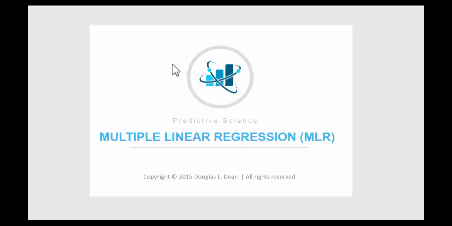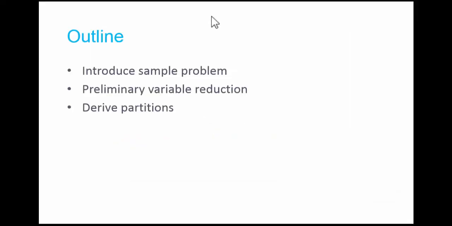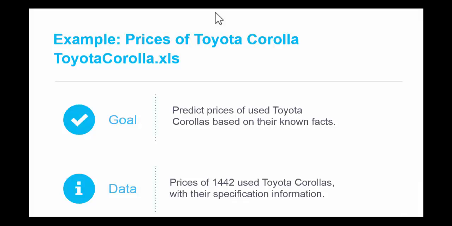In this video, I'll describe preparing for multiple linear regression. I will introduce a sample problem, then I'll work through the process of limiting some variables that are unlikely to be good predictors, then I'll derive the data partitions. The example I will use is that of predicting the price of used Toyota Corollas from a set of facts.